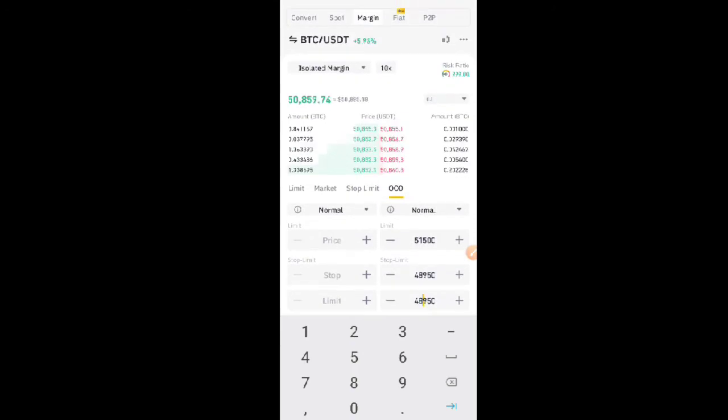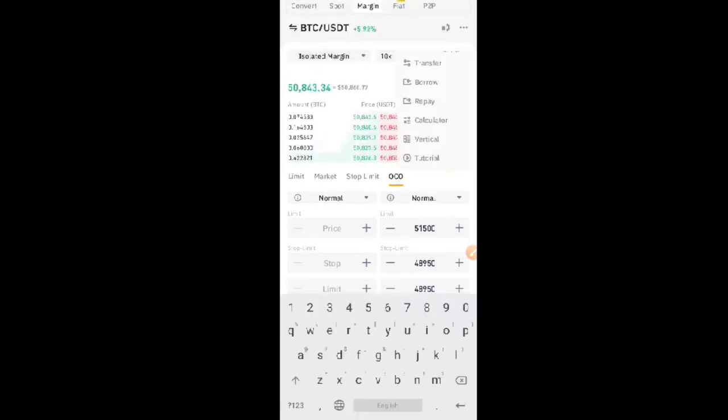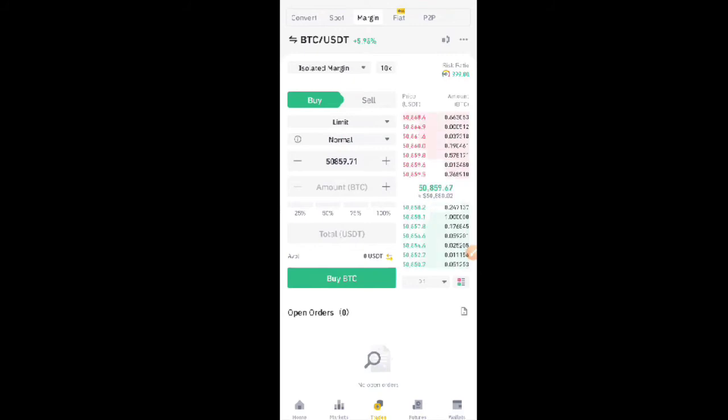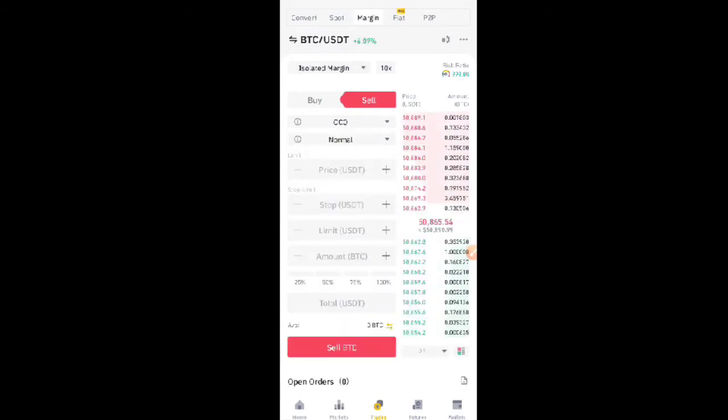Does that make sense? So this is how to set your buy, your sell and your stop loss on your margin trade on Binance. Now if you want to use the other interface, the vertical interface, it's the same thing. These are your order types, then your sell. Personally, OCO is mostly for selling.